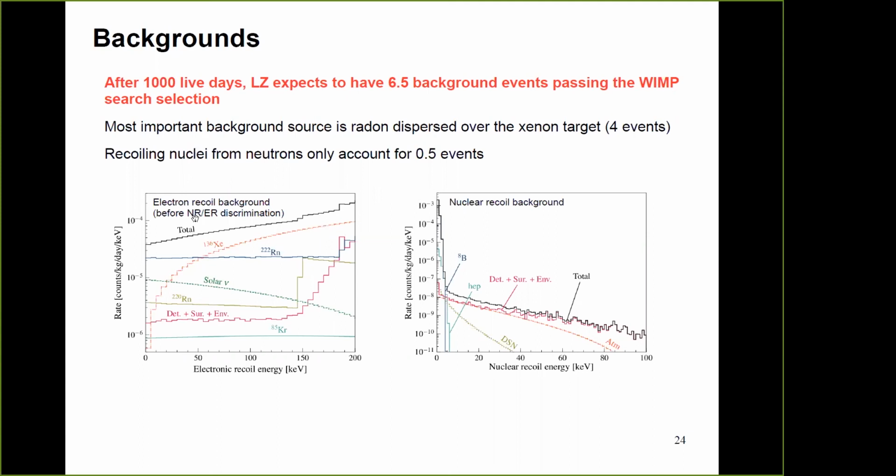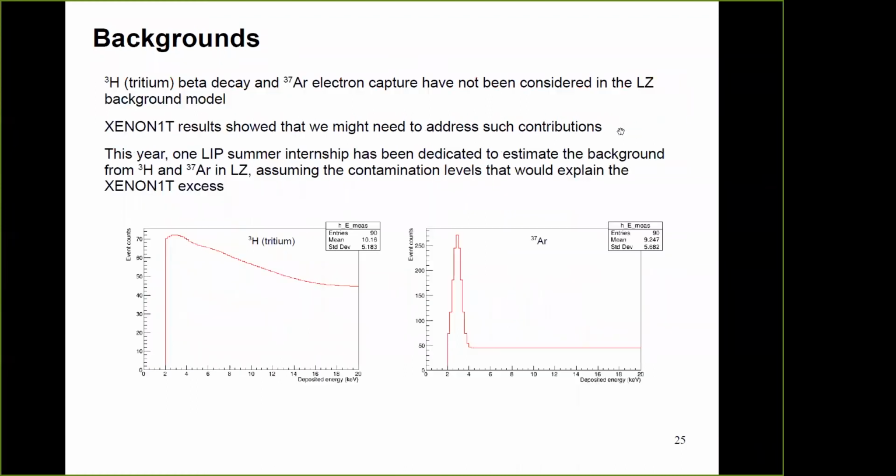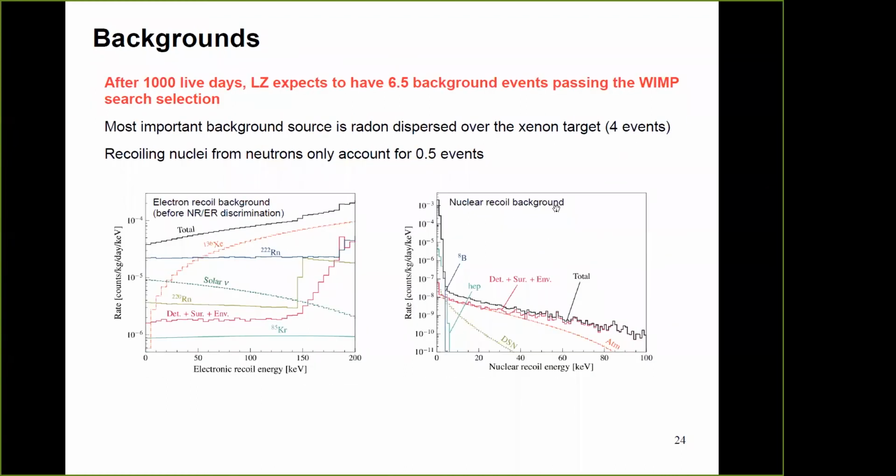The most important contribution, as you can see here also, is radon dispersed in the xenon itself. Out of these 6.5 background events, it's providing approximately 4 events, so that's dominant. And nuclear recoils, that's basically only 0.5 events. So the dominant one is this electron recoil background that remains after applying nuclear recoil, electron recoil discrimination.